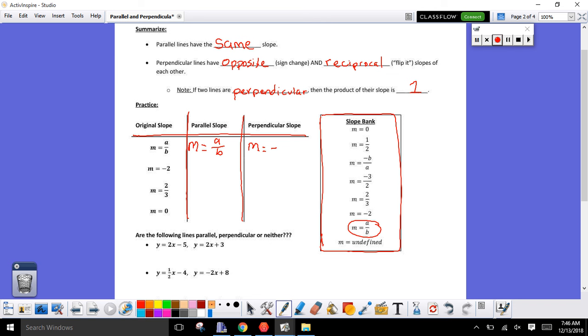That means I'm going to flip it. I'm going to switch them. So if the a is on the top, it's going to come to the bottom. If the b is on the bottom, it's going to come to the top. So my slope should be negative b over a.